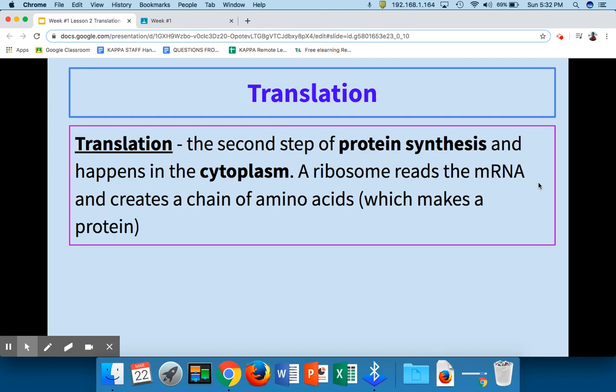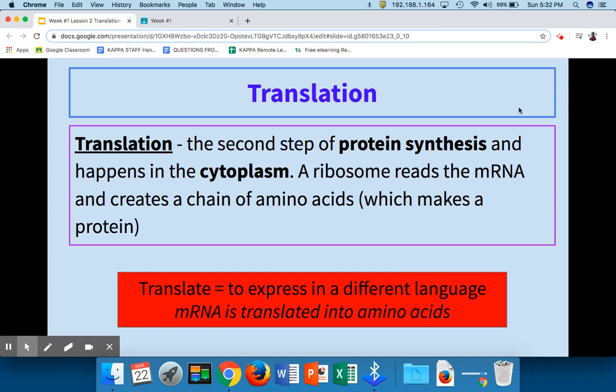So here's our definition of translation. You should write this down. Sorry, it's missing the little icon in the corner. Translation is the second step of protein synthesis and happens in the cytoplasm. A ribosome reads the mRNA and creates a chain of amino acids, which makes a protein. Pause the video here to write down the definition.